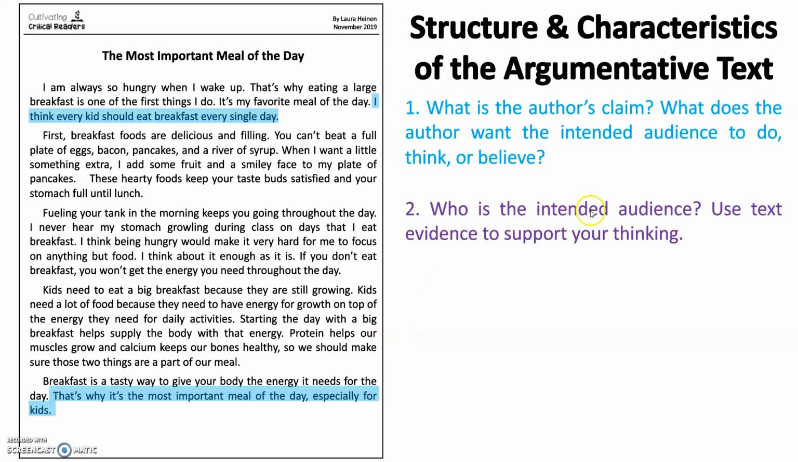Okay, who is the intended audience? Use text evidence to support your thinking. Well, if we go through, we see every kid is underlined here. Again, in this other paragraph in our body, we see kids need to eat a big breakfast because they are still growing. Kids is addressed again in this next sentence. And then finally, the last sentence says especially for kids. So the intended audience is kids again in this passage.